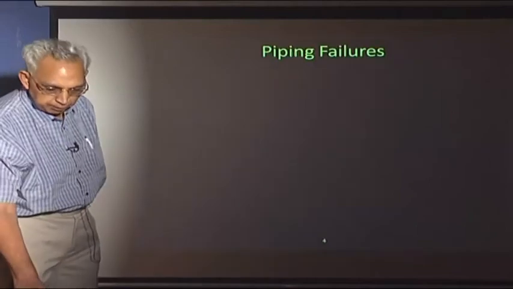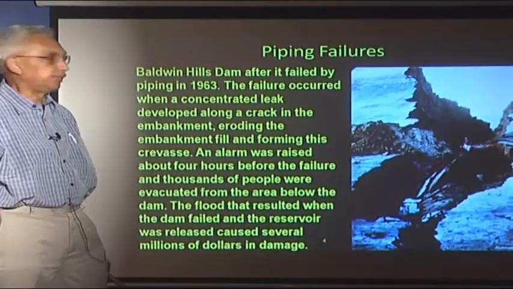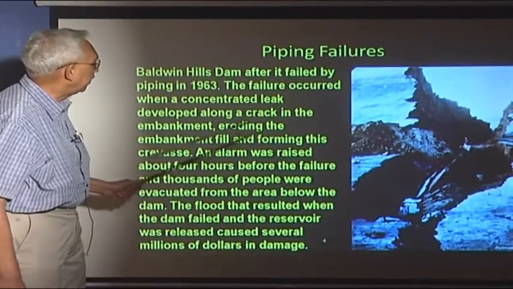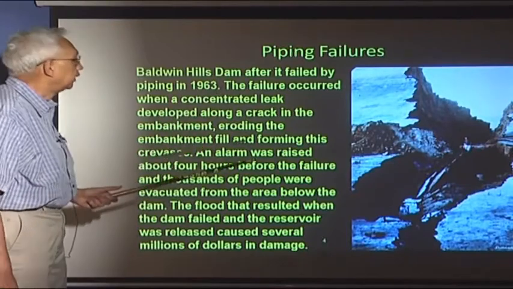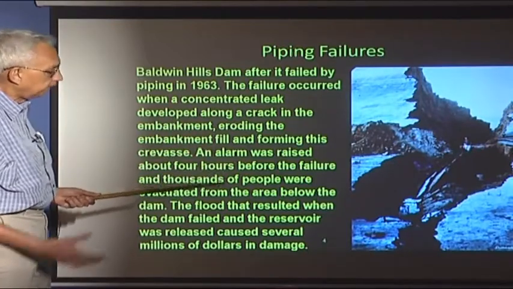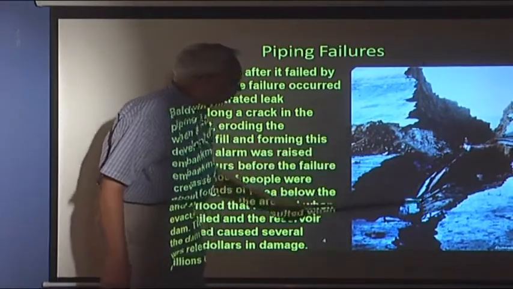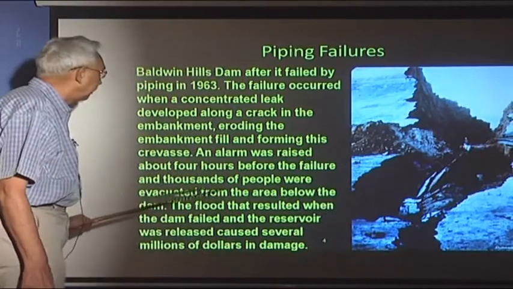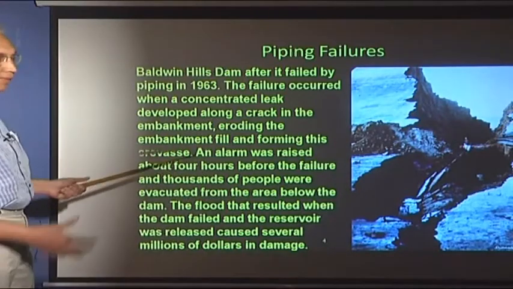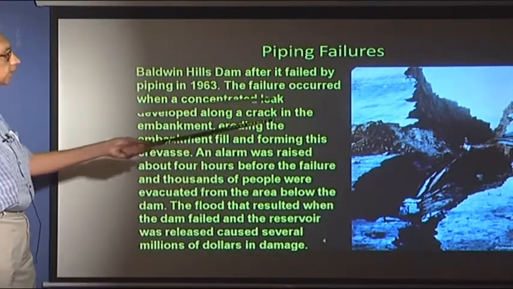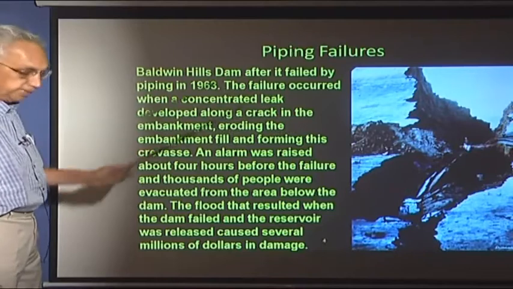If we don't do a proper job, we have several disasters. One of the very famous ones is called Baldwin Hills Dam in USA. Because of the leakage, the soil got washed away and the whole dam failed. As you can read through this, erosion is the cause of failure for this dam.